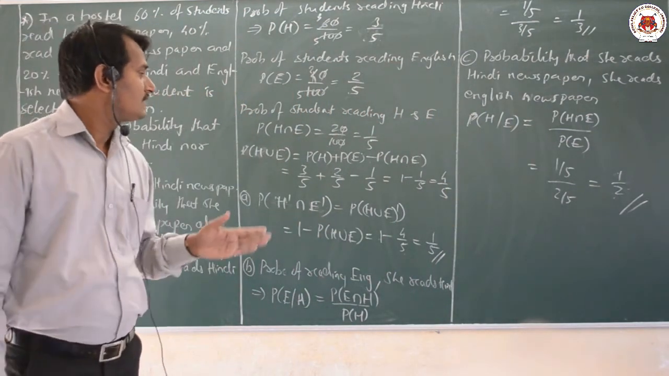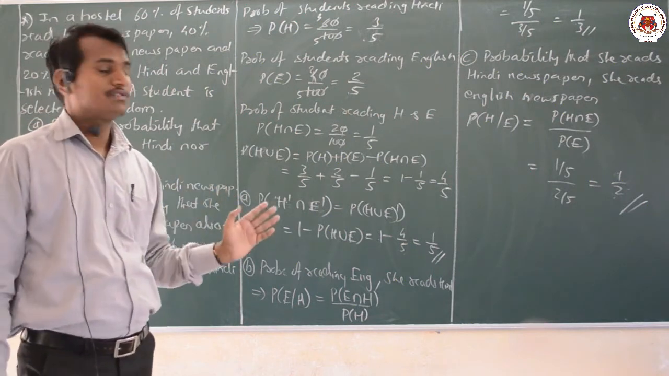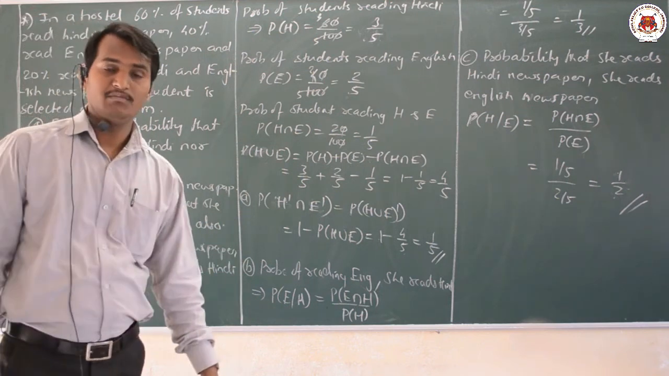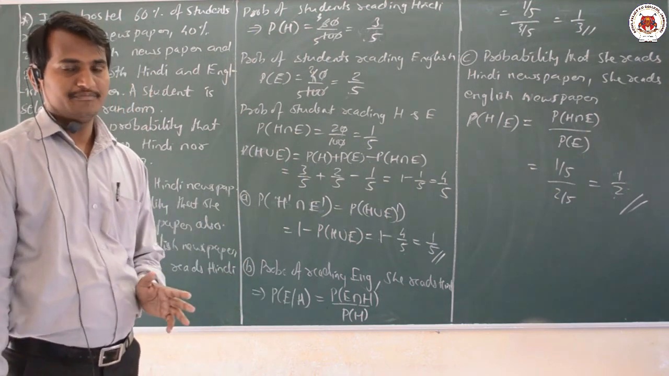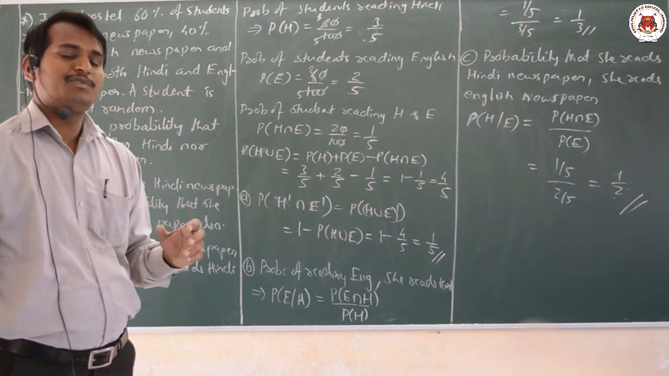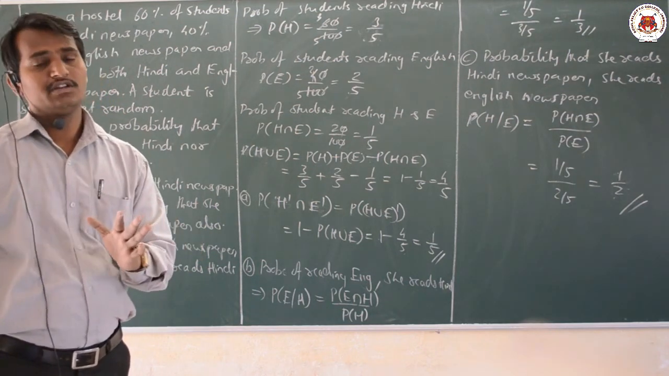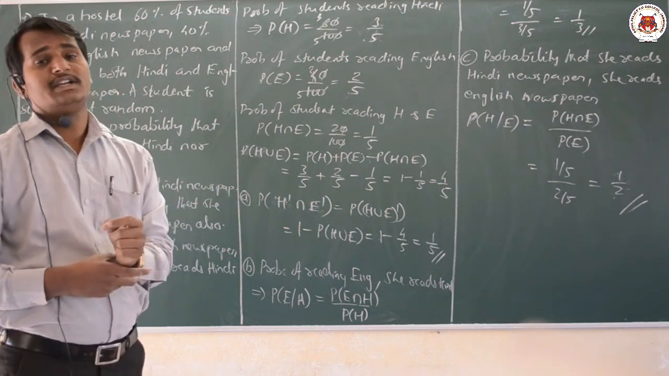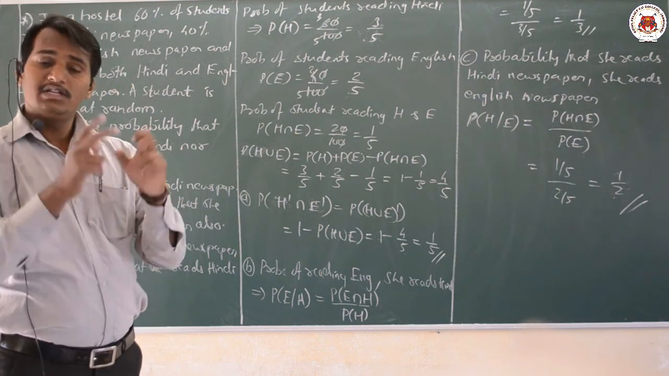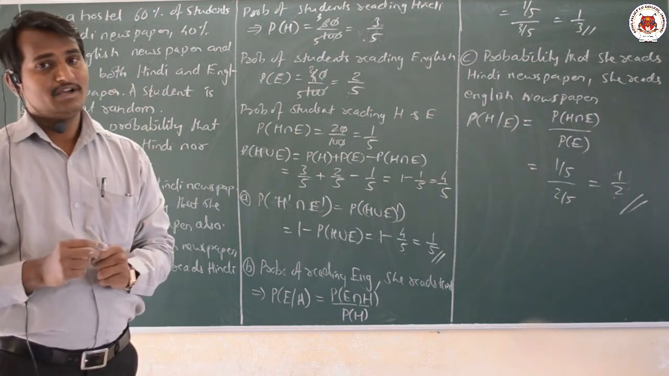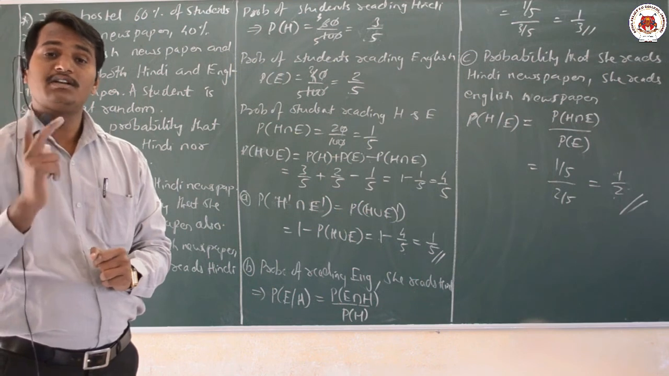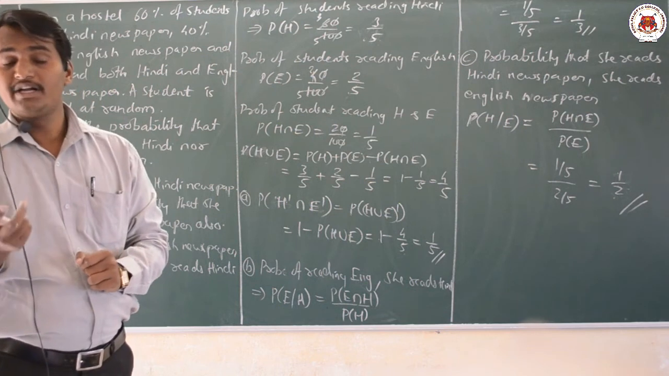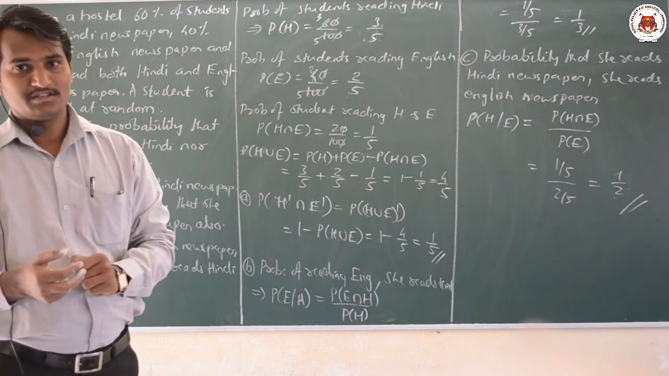Dear students, that was a very simple example related to the multiplication theorem and conditional probability. Whenever a problem is given, it will never mention whether you have to use conditional probability, the multiplication theorem, or independent events. Depending on the nature of the problem, you have to identify which method applies, either conditional probability or independent events.